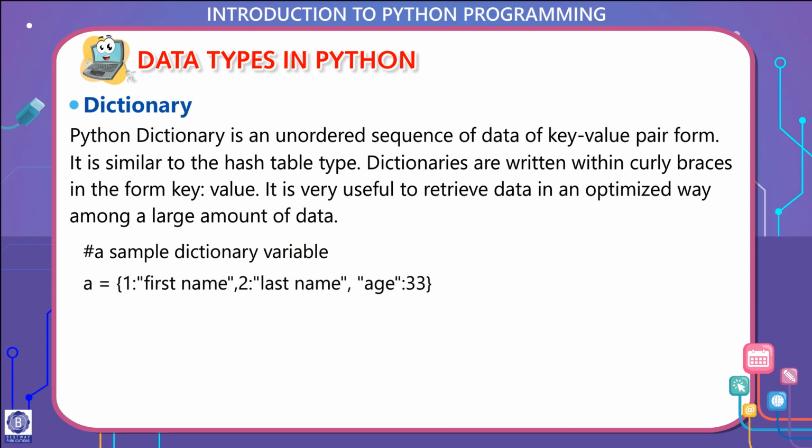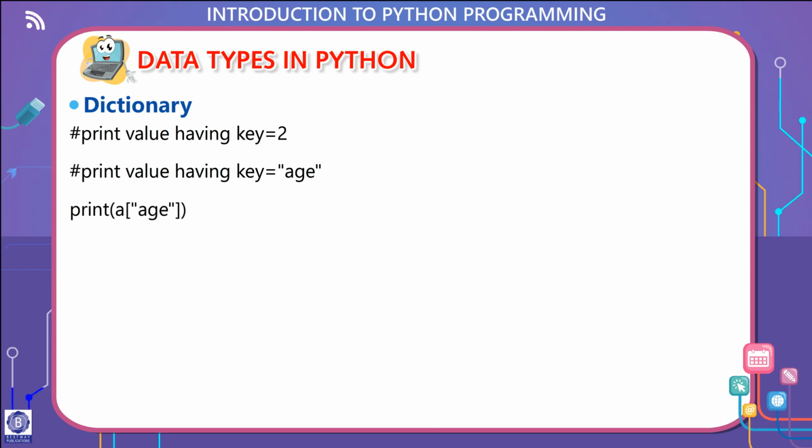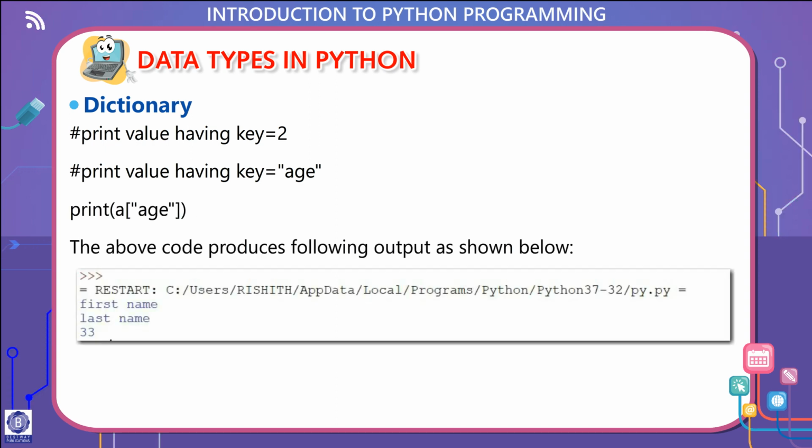a = {1: "first name", 2: "last name", "age": 33}. # Print value having key equal to 1: print(a[1]). # Print value having key equal to 2: print(a[2]). # Print value having key equal to age: print(a["age"]). The above code produces the following output as shown below.